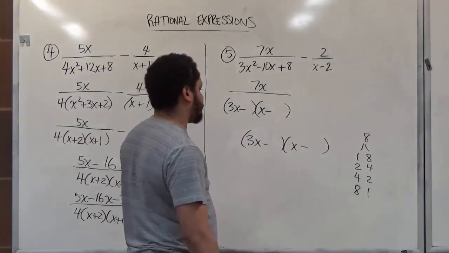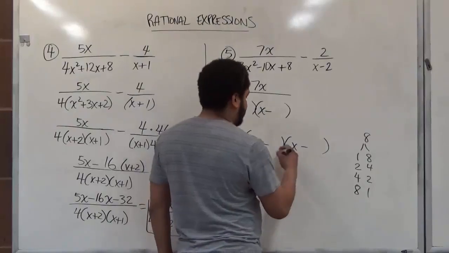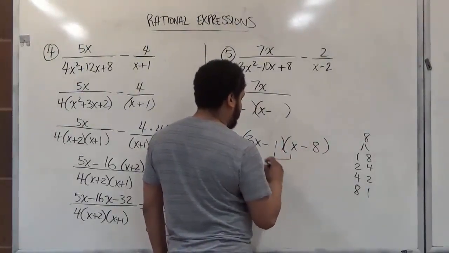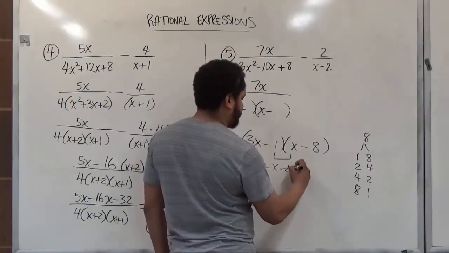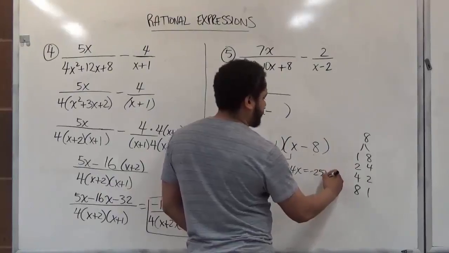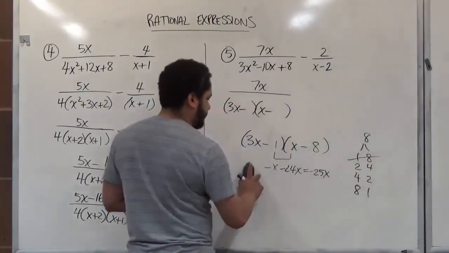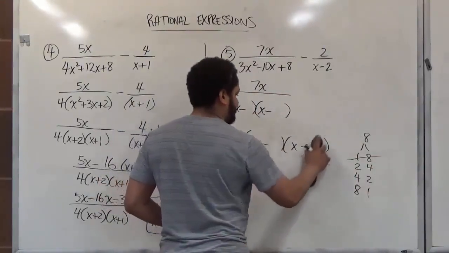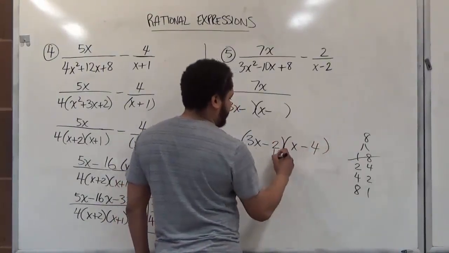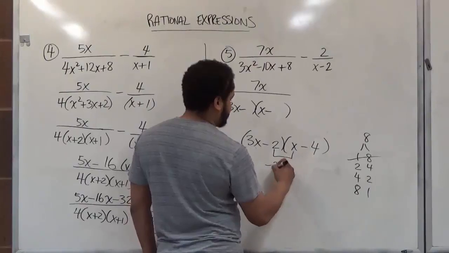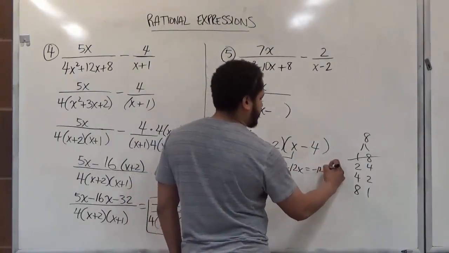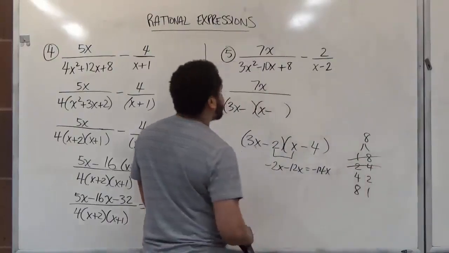So let's start with 1 and 8, right? 1 and 8 make negative x, and this makes negative 24x. This is negative 25x. Way too large for us, 1 and 8. That doesn't work. Let's start over. 2 and 4 now. With 2 and 4 we make negative 2x. 3 and negative 4 is negative 12x. This is negative 14x. Way too large, negative 14.